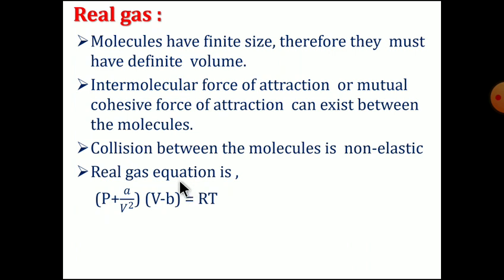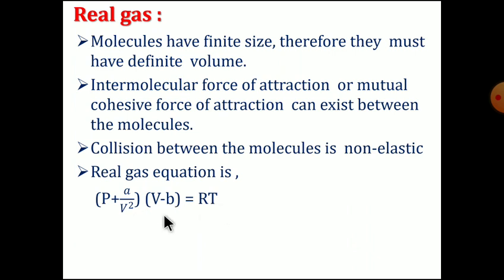Therefore, we write the gas equation for the actual gas. The equation is (P + a/V²)(V − b) = RT. This equation we have to compare with the ideal gas equation. P is replaced by P + a/V², and this is due to the mutual cohesive force, and the V term is replaced by V − b. This term arises due to the finite size of the gas molecule, and the product is equal to RT.